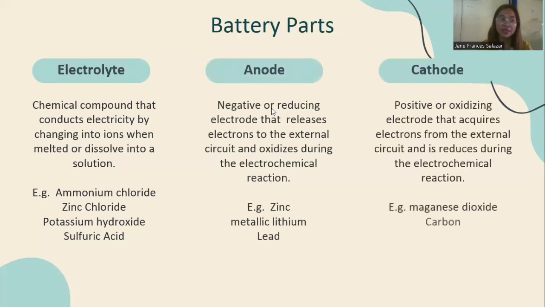Next is the cathode, the positive or oxidizing electrode that acquires electrons from the external circuit and is reduced during the electrochemical reaction. Examples of this are manganese dioxide, carbon, lead dioxide, and copper. And the cathode is the positive side of a battery.